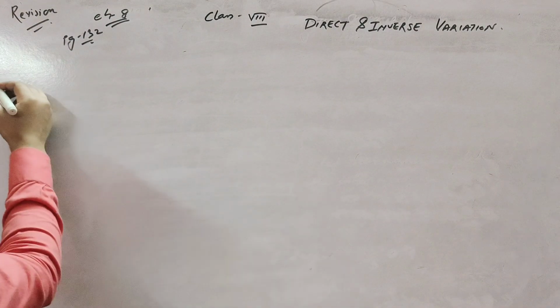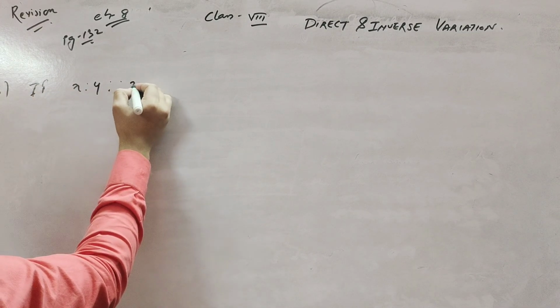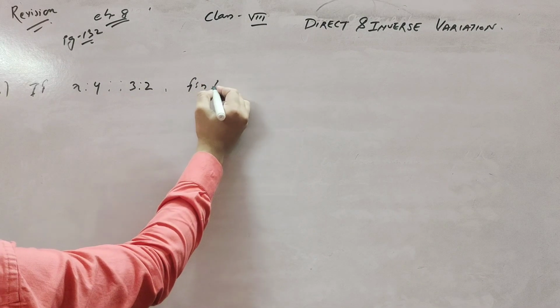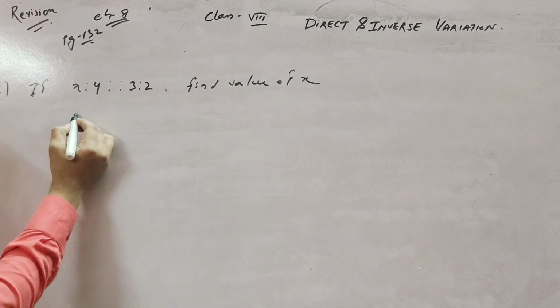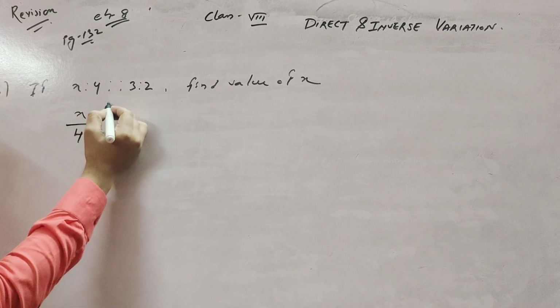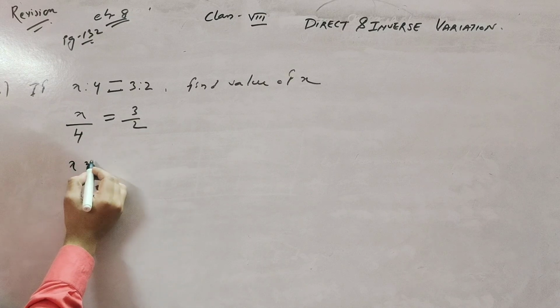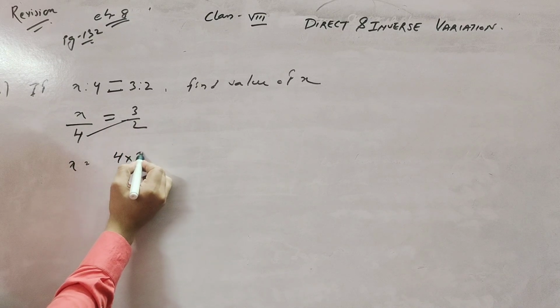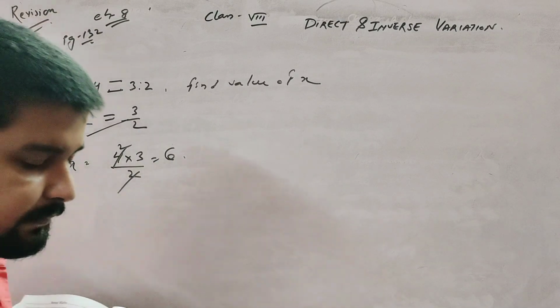Question number 8. If x is to 4 as 3 is to 2, find the value of x. We know the 'is to' process, that is x by 4 equals 3 by 2. So x upon 4 equals 3 upon 2. Find the value of x. So x equals 4 into 3 by 2, so 2 twos are 4, 2 threes are 6. Okay, note.